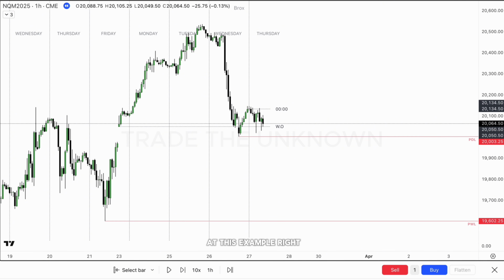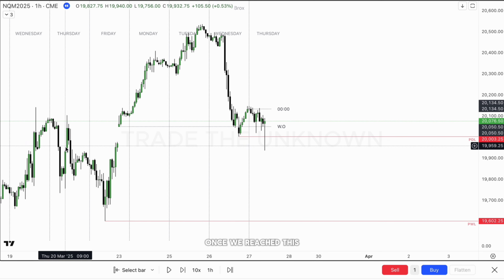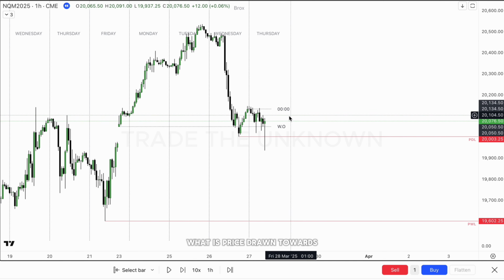Let's take a look at this example, right? Price opens, takes out the previous daily low. This to me was a pretty obvious retracement move here once we reached this busy right here. So once I see this, you have to think, okay, what is the next draw? What is price drawn towards?